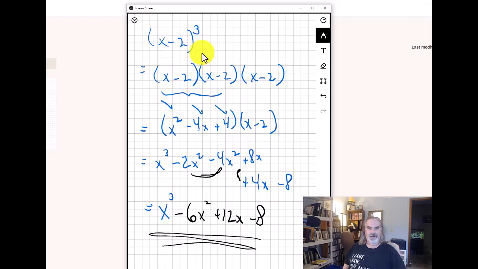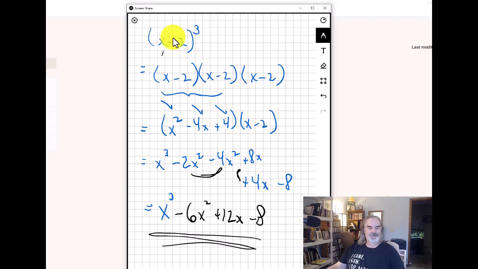Where'd my red dot go? There it is, kind of. That right there is the result of x minus 2 cubed. So this one's an example of what turns out to be a longish multiplication from a pretty benign looking starting point.